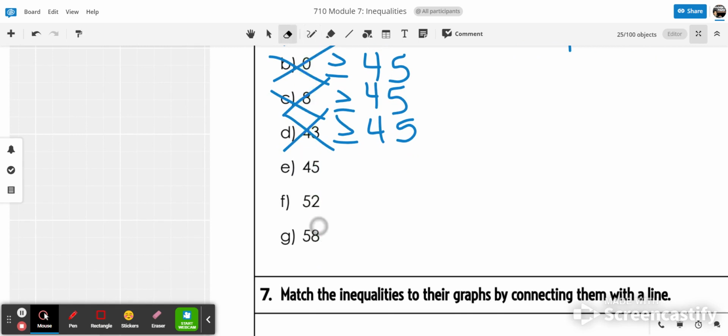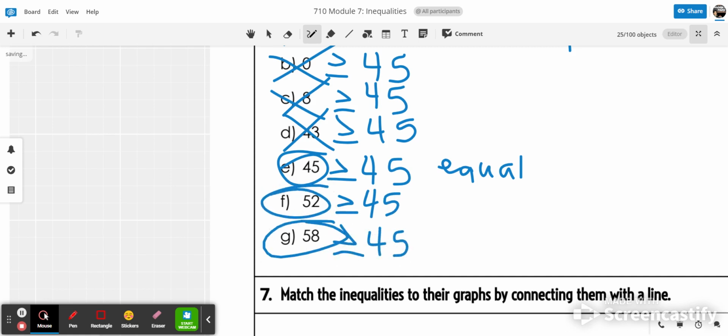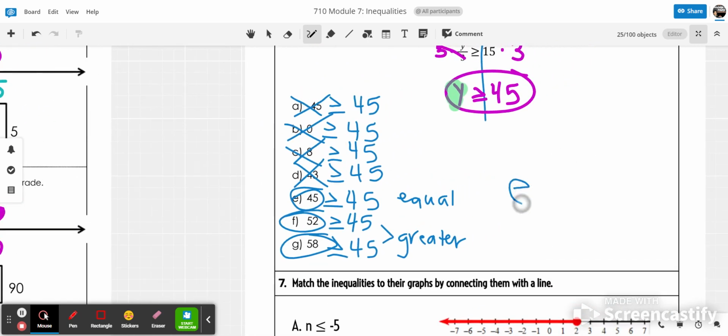All right. So is 45 greater than or equal to 45? Yeah, right, because we have that equal to. That equal to tells us so. Is 52 greater than or equal to 45? It sure is. And is 58 greater than or equal to 45? Yes, these are both greater. So we would have E, F, and G.